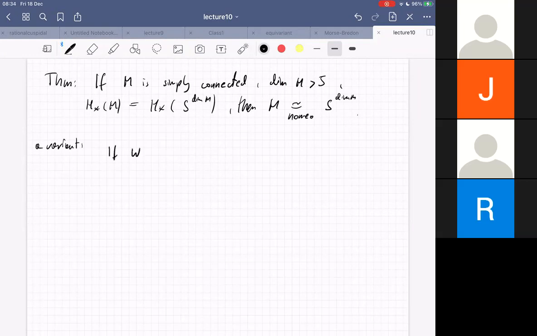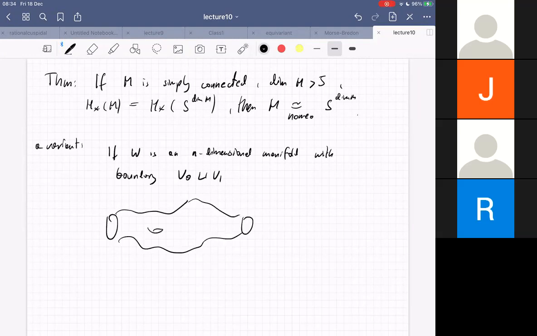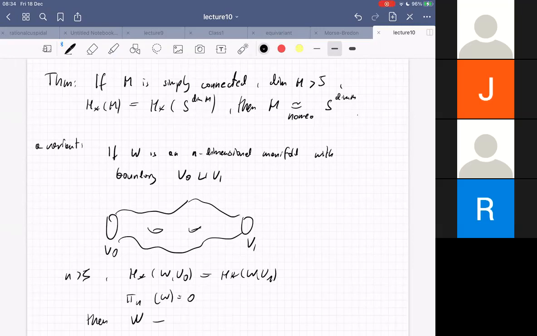If W is an n-dimensional manifold with boundary V0, V1, n is greater than 5, H star of W, V0 is equal to H star of W, V1, and pi 1 of W is 0, then W is homeomorphic to, actually here it's diffeomorphic, to V0 cross [0,1]. So this condition is called the H-cobordism condition.